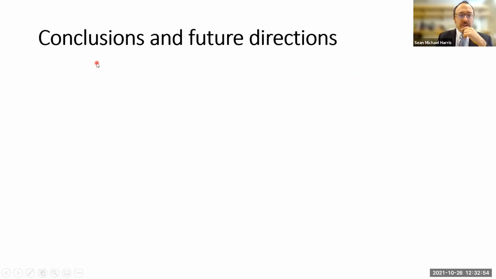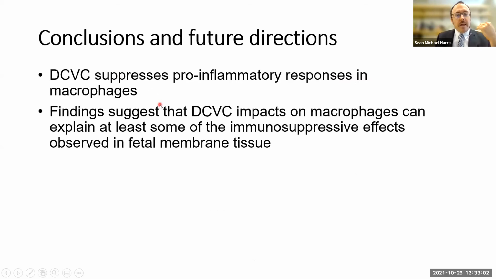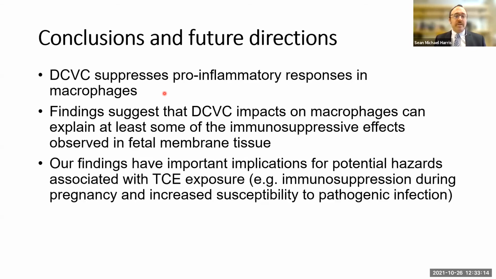So for conclusions and future directions, our conclusions are that DCVC suppresses pro-inflammatory responses and pathways in macrophages. And these findings suggest that DCVC's impacts on macrophages could explain at least some of the immunosuppressive effects we've observed in the fetal membrane tissue. So these have potentially important implications for potential hazards associated with trichloroethylene exposure.